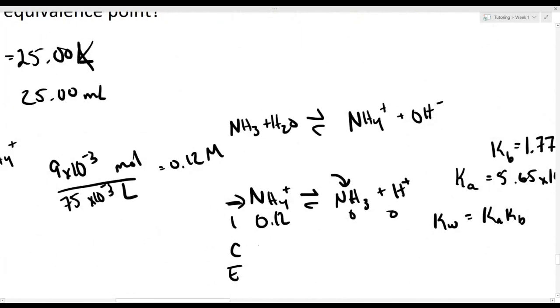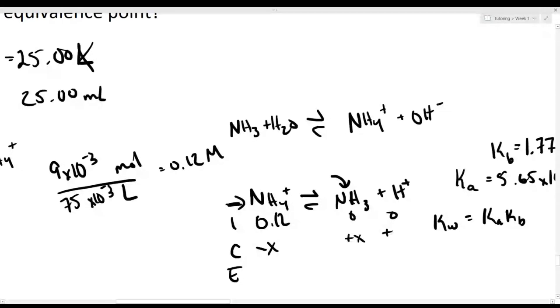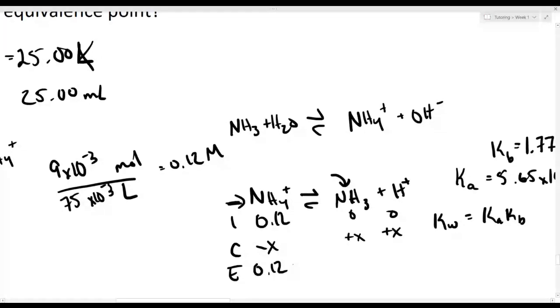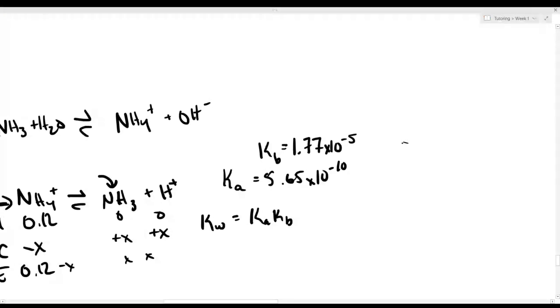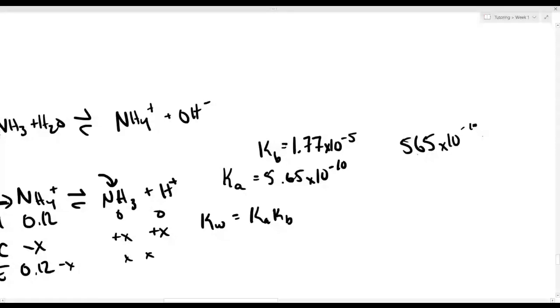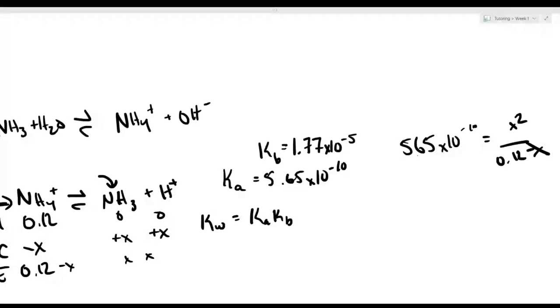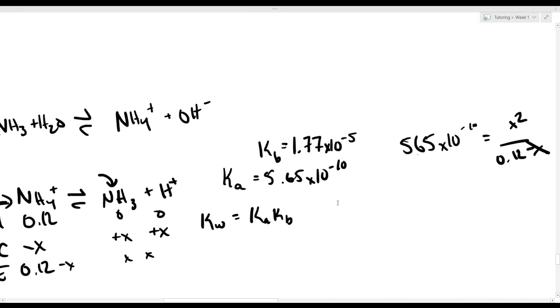Change is minus x, plus x, plus x. And then we have 0.12 minus x, x, and x. Our expression is 5.65 times 10 to the negative 10th equals x squared over 0.12 minus x. I'm going to use the approximation again for convenience. And of course, I need to check to make sure it works, but I'm going to just hope it does for now.